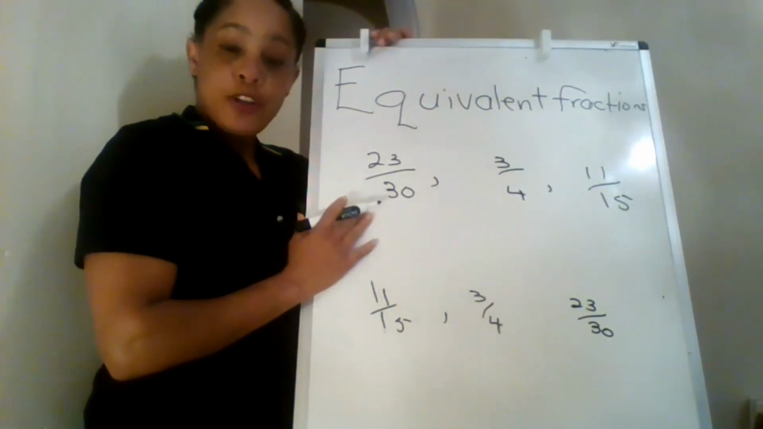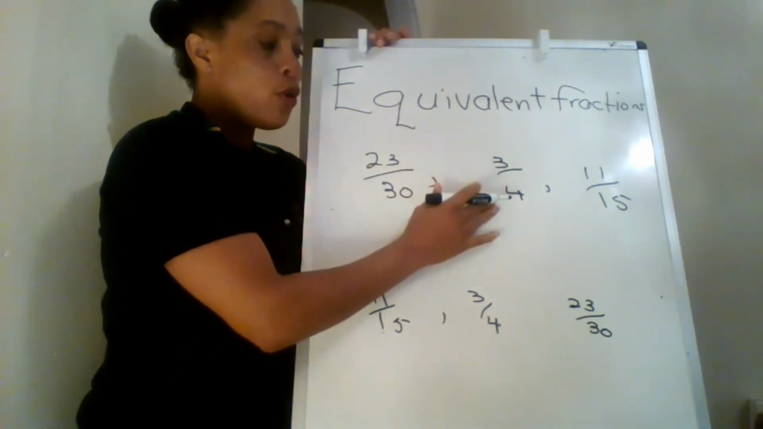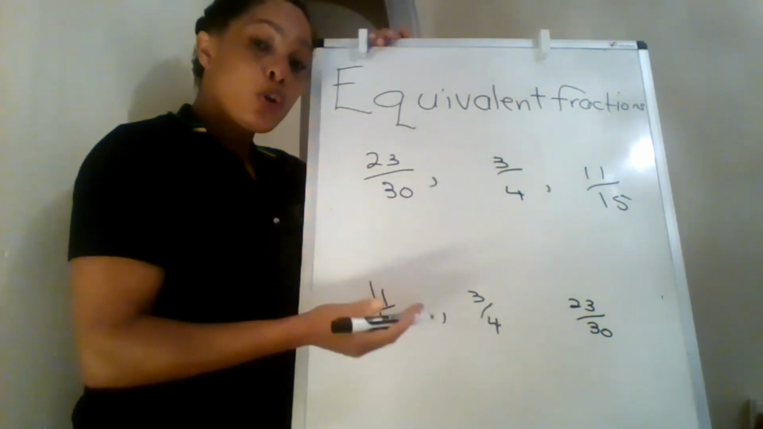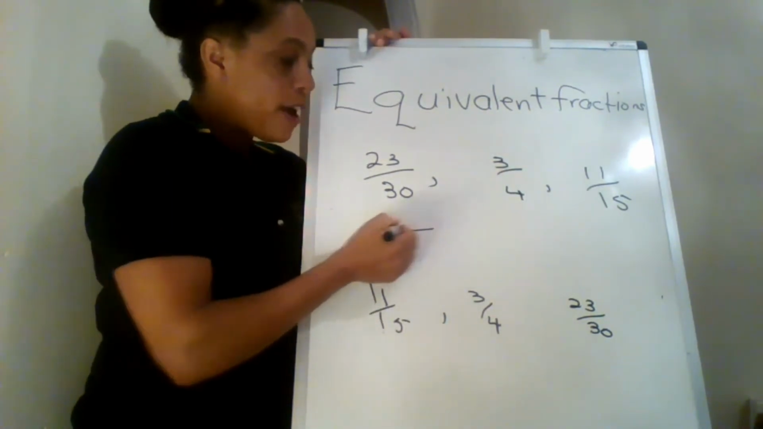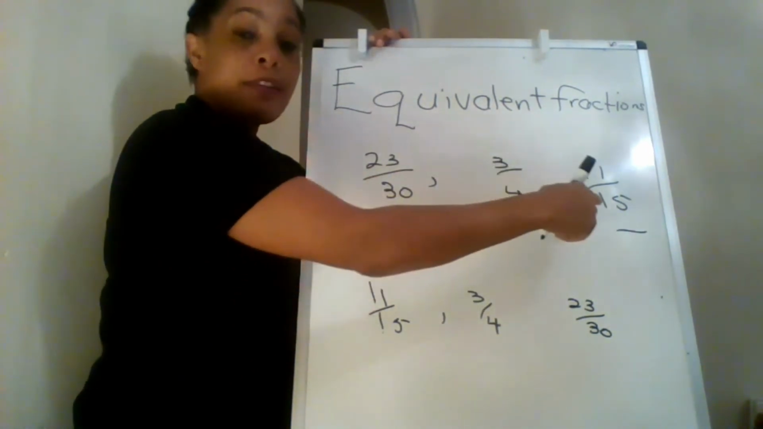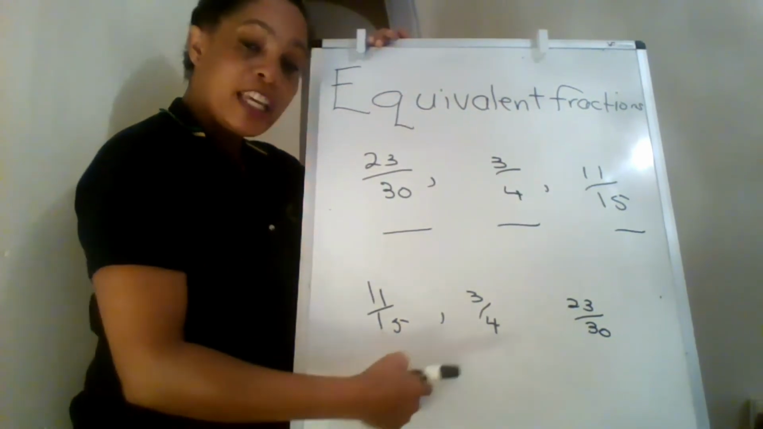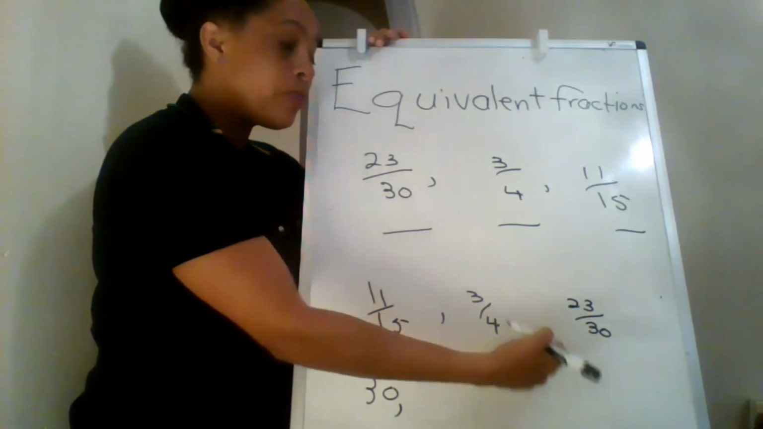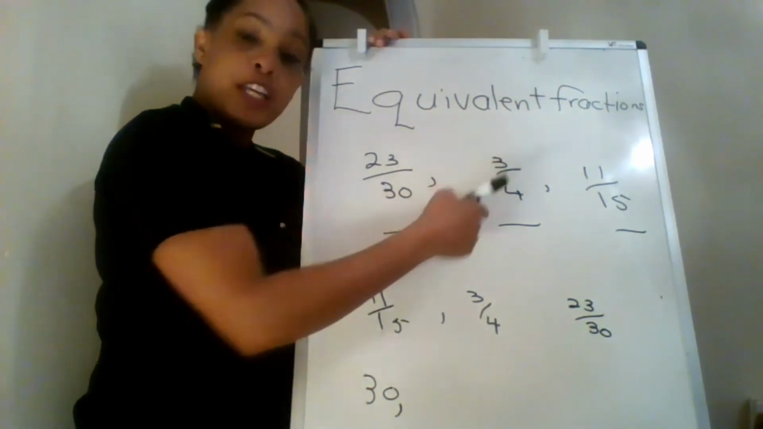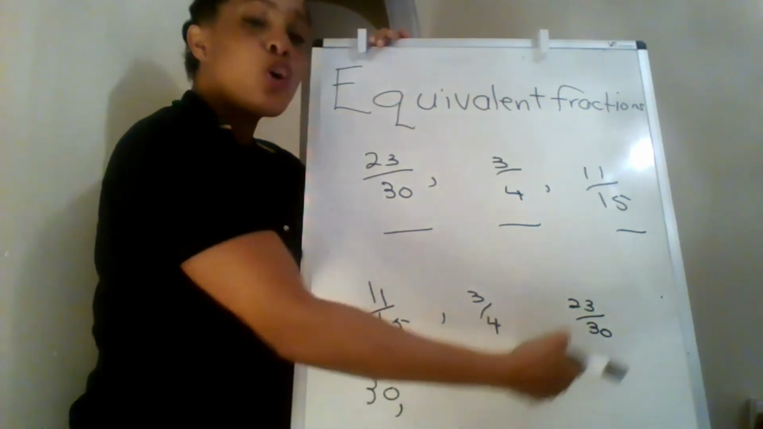Here I have another set of fractions: 23 over 30, 3 over 4, and 11 out of 15. Now I'm going to leave you to do that one on your own. Remember, you need to find a number that is in the 30 times table, the 4 times table, and the 15 times table. So you start with 30 and keep going in the 30 times table, each time checking. 30 can go into 30, but 4 cannot go into 30 without leaving a remainder, so we can't use 30. So I want you to continue.